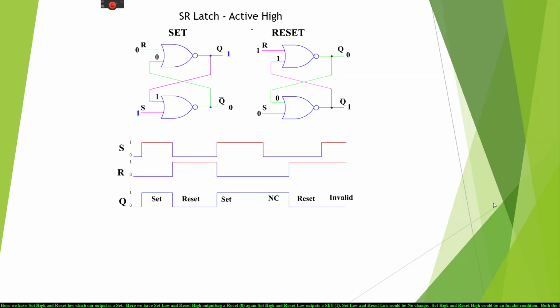Here's an active high SR latch waveform. Here we have set high and reset low, which our output would be a set. Here we have set low and reset high, outputting a reset 0. Again, set high and reset low outputs a set 1. Set low and reset low would be no change. Set high and reset high would be an invalid condition.